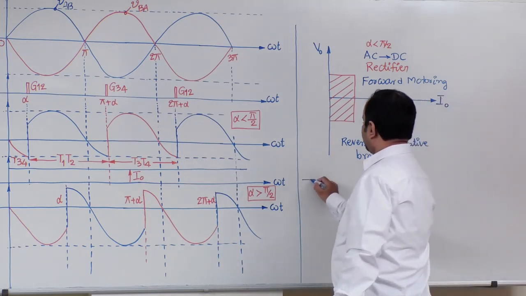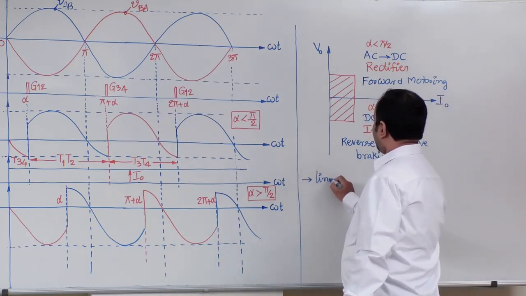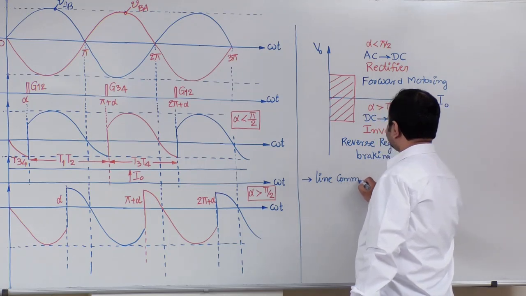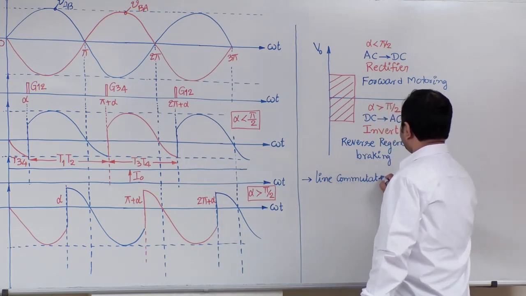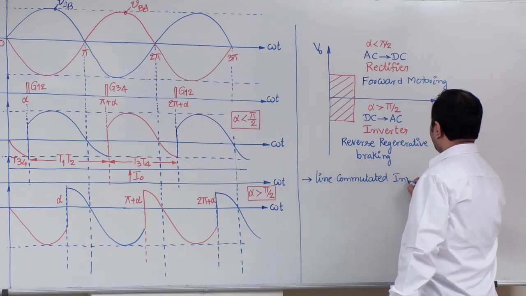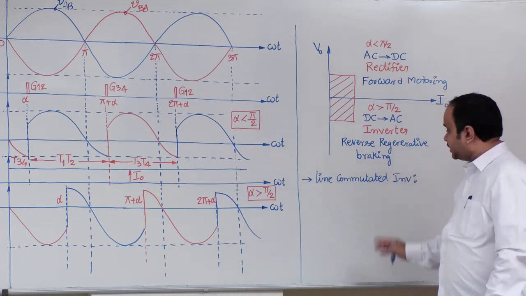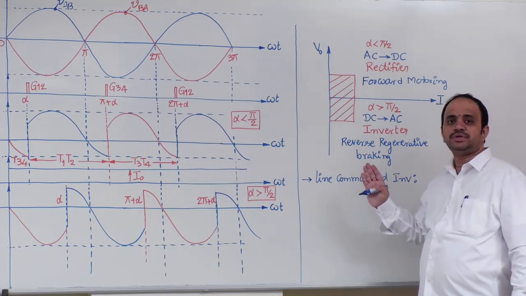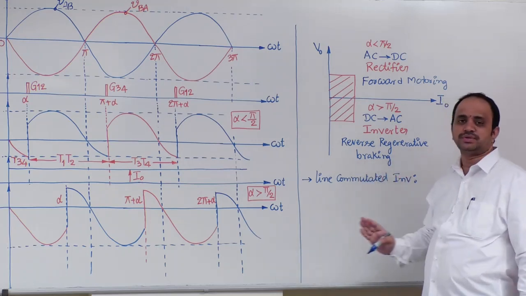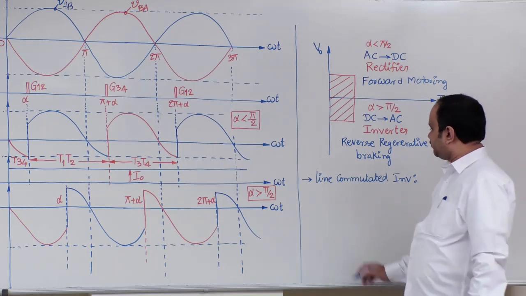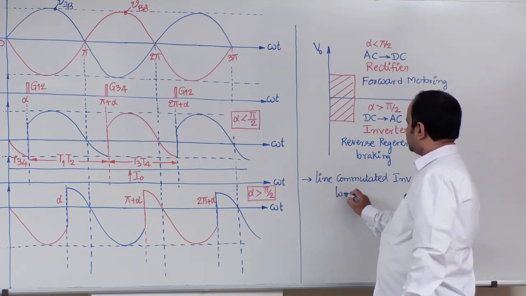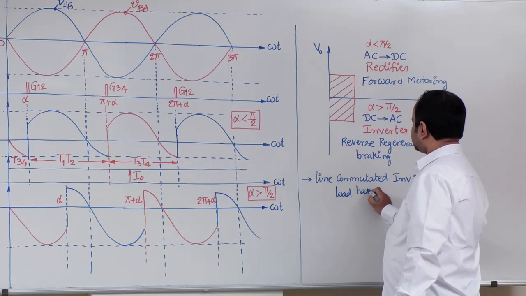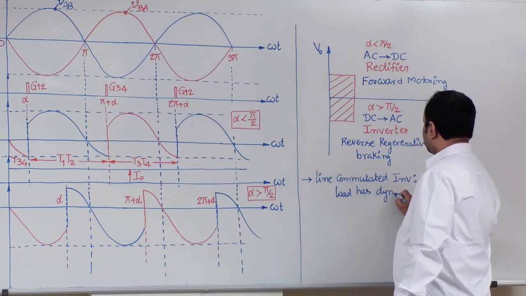Now, especially in case of a line commutated inverter, the power flow direction can be from load to source. That is possible only when the load has a dynamic element.